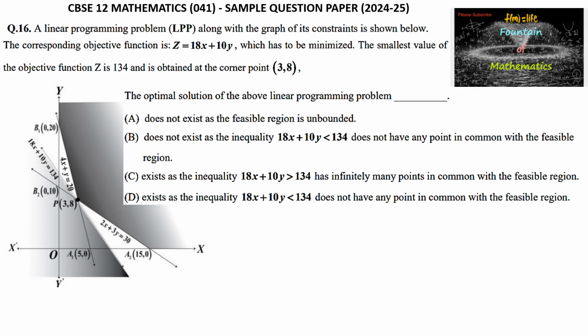Given a linear programming problem along with the graph of its constraints, the objective function is z is equal to 18x plus 10y, which has to be minimized. The smallest value of the objective function is given as 134 and obtained at the corner point 3, 8, it's mentioned. And here we can see the constraints. 4x plus y is equal to 20. This is one line.